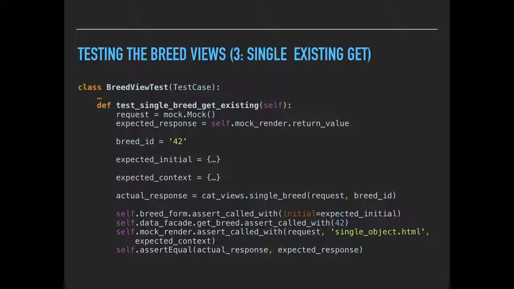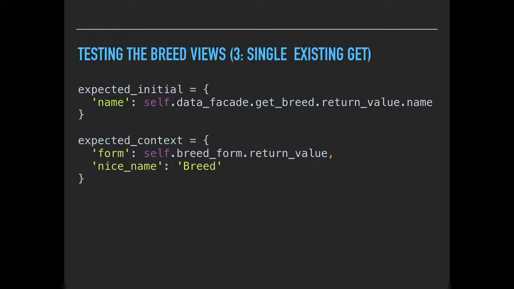Testing getting a single breed is kind of similar. We again have an expected initial value which is going through to our form. We have an expected context which is going through to render, and then I'm just asserting that I'm calling the form with the right data and calling render with the right context which contains that form. So the expected initial values that I have, the name should come out of the data facade's getBreed return value, and the context, the form, should be whatever was rendered with that breed form method.